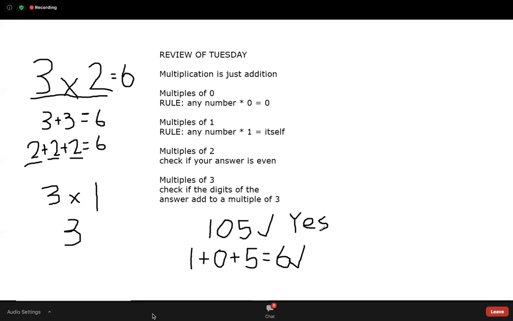Does anybody have a question about how we figured this out? If so, ask it in the chat. If not, we're going to do another practice problem on these to make sure that everybody is on the same page going forward.